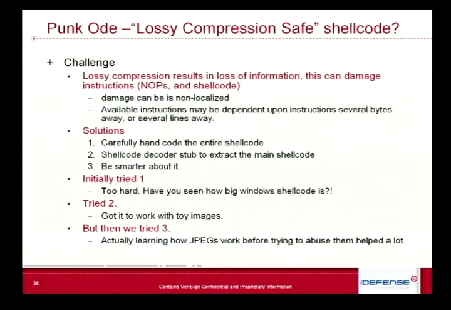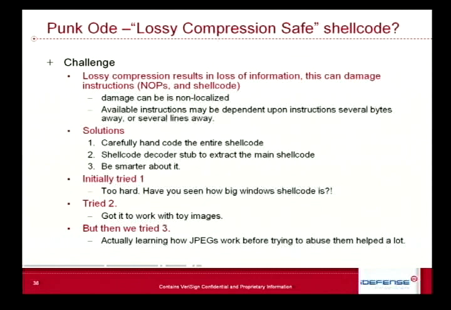The challenge is basically that the lossy compression results in the loss of information, which definitely damages the instructions. It can be non-localized damage, just due to the way the compression algorithm works. The available instructions can depend on instructions which are several bytes away or several lines away, which can be several tens of K away in memory. One of the solutions we tried for this was carefully hand-coding the entire shellcode so it would decode properly in a JPEG, which was very hard, and Windows shellcode's huge.